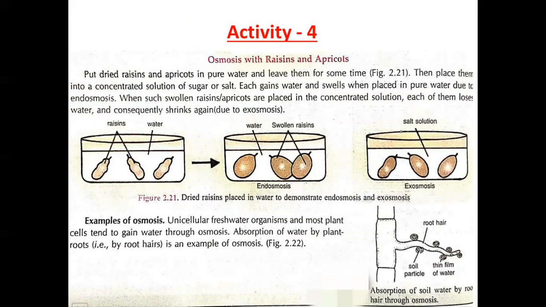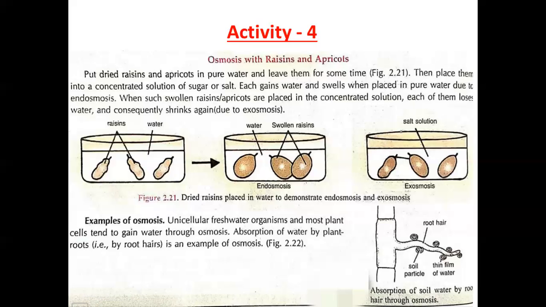We will place it into that concentrated solution, as you can see. Each grain loses water and swells when placed in pure water due to endosmosis. Because of the higher concentration, it will move to lower concentration, endosmosis will happen. When such swollen raisins are placed in the concentrated solution, each of them loses water and consequently shrinks again due to exosmosis. Clear? So you can see.